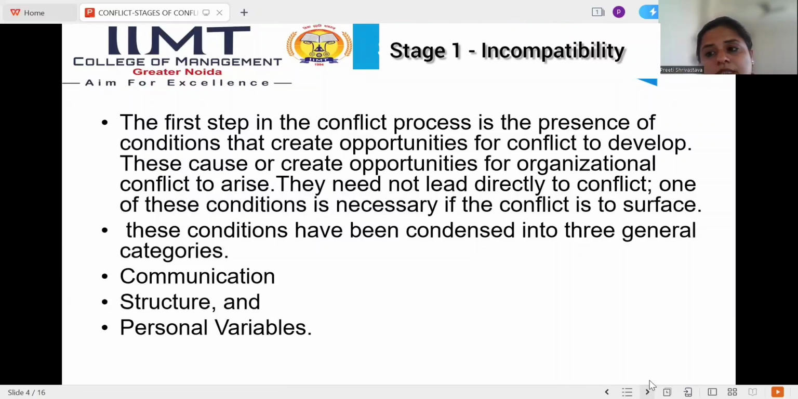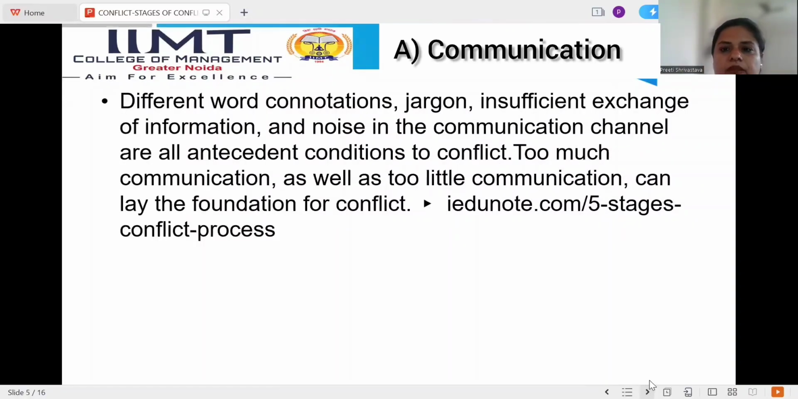The first category is the communication, means incompatibility can arise due to the communication, it can arise due to the structure, and it can be due to personal variables. Now, how the conflict can arise because of communication? Different words, connotations, jargons, insufficient exchange of information, and noise in the communication channel are all antecedent conditions to conflict.